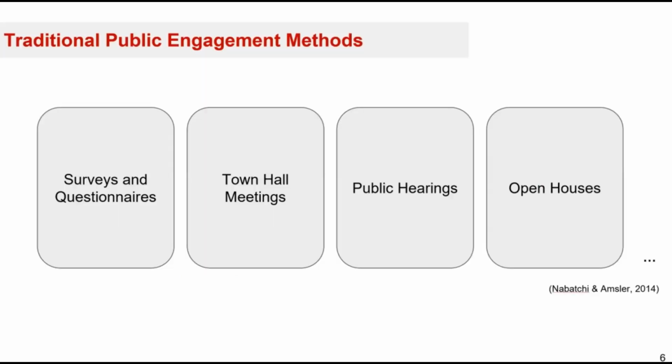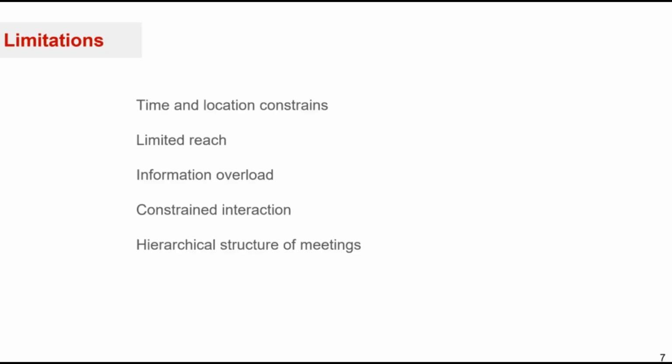Traditionally, engaging people in built environment design happened through surveys, town hall meetings, public hearings, and open houses. However, these traditional methods of engaging people have several limitations. For instance, these meetings often don't reach a larger audience. They usually rely on in-person meetings, which can leave out those who cannot attend and often lack interactive visuals to help people easily understand design proposals.